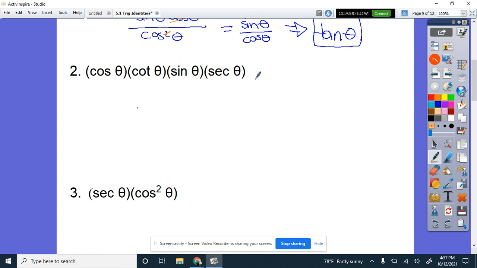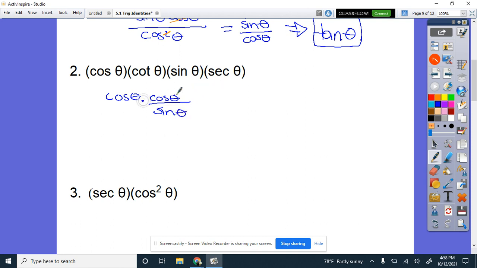All right, so let me go ahead and see. First thing, cosine theta times cotangent theta, times sine theta times secant theta. Let's just go through and see if there's anything we can work out. Cosine, that's simple, love that, so I'm just going to rewrite cosine theta. Cotangent, I can rewrite that as cosine over sine.